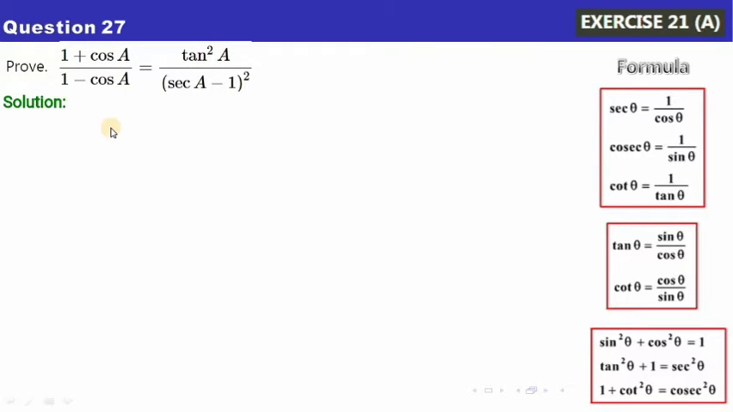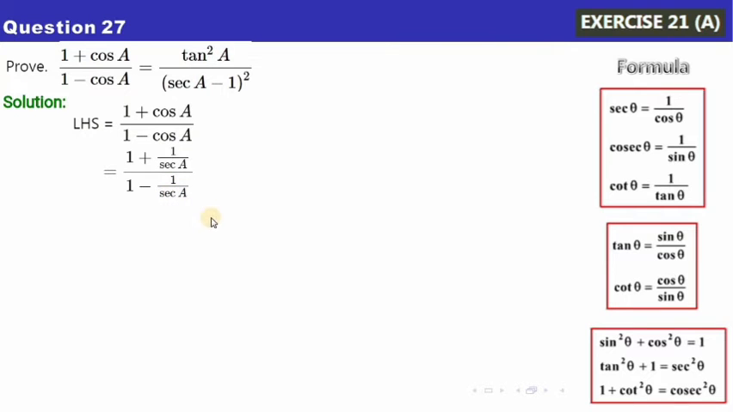Okay, so we have the next question. The question says we need to prove this. Here the left hand side is given. Now cos a, if I take sec theta down, then cos theta will be 1 by sec theta, isn't it? So that's what I have done. Cos theta is written as 1 by sec theta. Similarly, cos theta is written as 1 by sec theta.